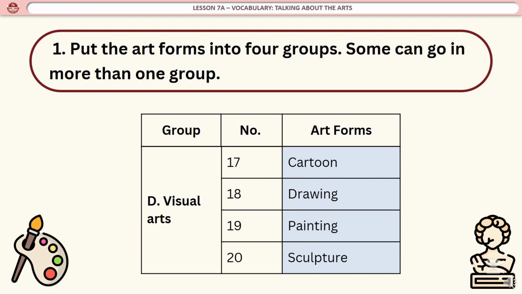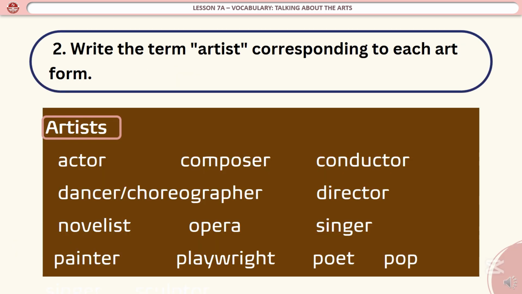So, how many correct answers did you get? That's amazing. Now, activity number 2. Write the term artist corresponding to each art form. For example, what do we call a person who performs dances? Yes, they are dancers. Now, to help you, here are the clues for the terms artist that corresponds to each art form. Now, you are going to pause the video and complete this activity.